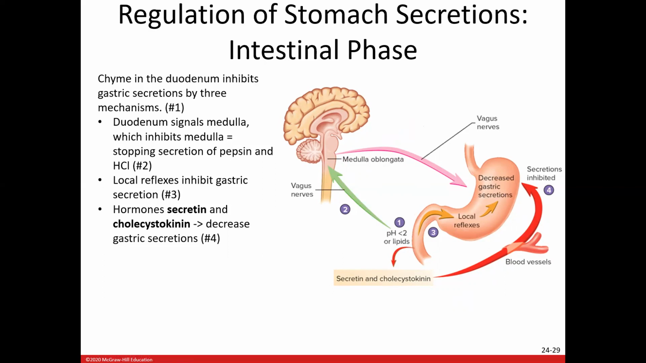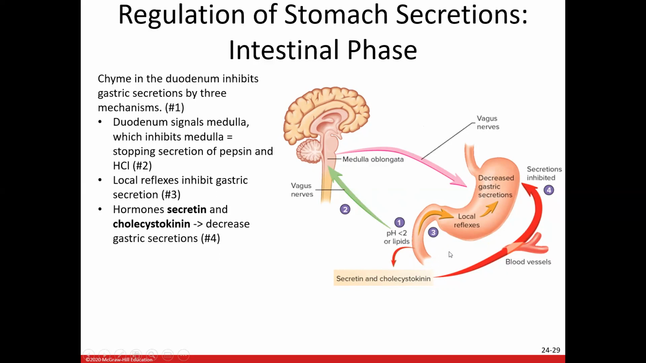either that chyme content is going to have a lot of lipids in it, or it's going to be very acidic from that stomach acid content. Either way, it's going to basically signal the brain, again, the medulla oblongata, which is then going to signal the stomach to stop secreting pepsin and hydrochloric acid. So we don't need this anymore because we don't need to break down contents. Additionally, you're going to have local reflexes. So the fact that the stomach isn't being distended anymore, it's not being stretched out because the food contents are leaving, meaning we don't need to produce those compounds anymore.